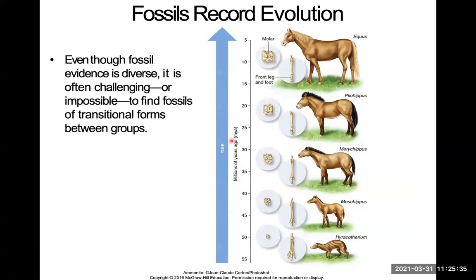Another thing about fossils is that there are missing links. That means people who do not want to agree with the fossil evidence, they say you cannot really show me going from this step to this step, or from this species to this species, or they say, well, you cannot show me that fish turned into amphibian because you don't have all the evidence. So there are missing links, and I will tell you the reason why there are missing links. So even though the fossil evidence is diverse, it's often challenging or impossible to find fossils between the groups. So you might find a fossil for this, and then you might find a fossil for this, and then there'll be these two missing links.